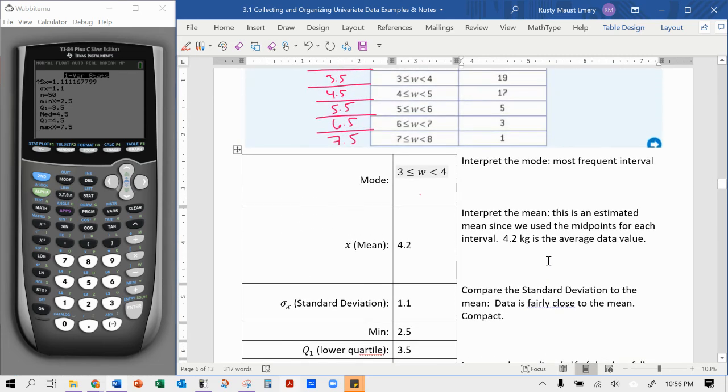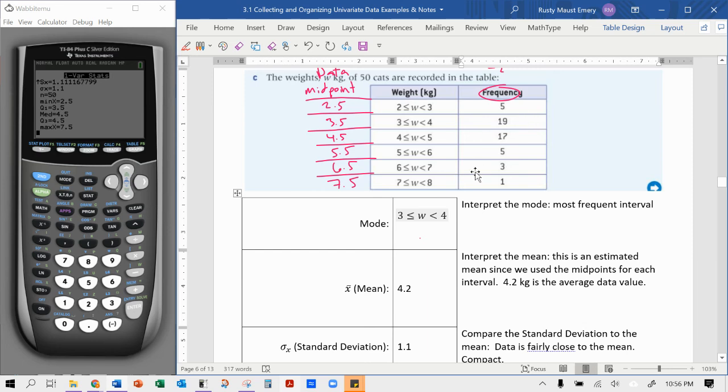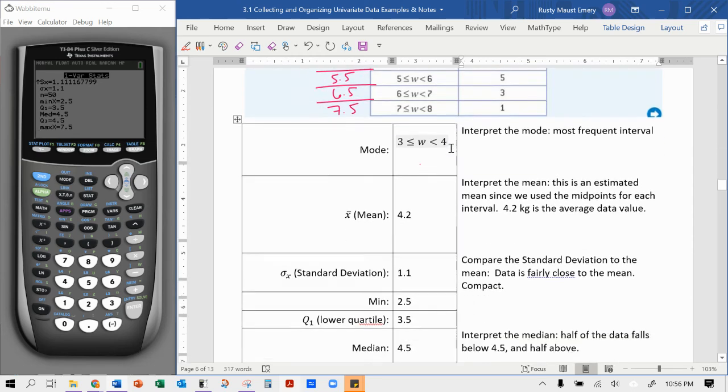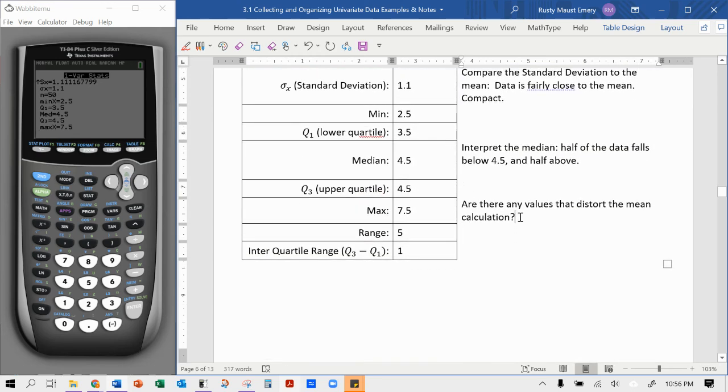Any of those values that would distort the mean? I would say not really. Again, the intervals are all connected. It's not like we're jumping from 2 to 3, 3 to 4, 4 to 5, all of a sudden to 20 to 30. So all of the data is fairly connected and similar. So no, not really in this case. There's no outliers, we would say.